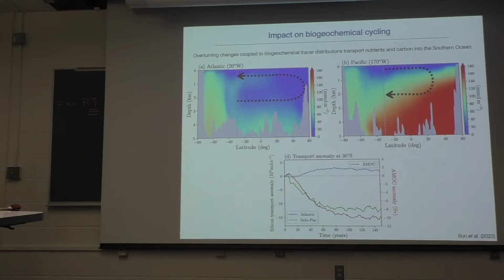When you get to the Southern Ocean, salinity plays a more important role, and in fact, what I'm going to show for the longer scale transients is that salinity also plays a role.